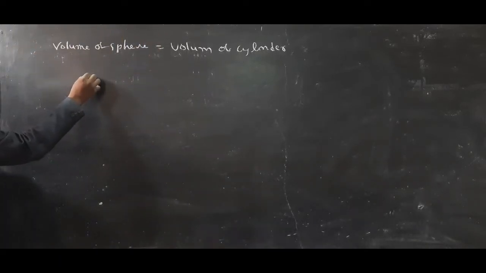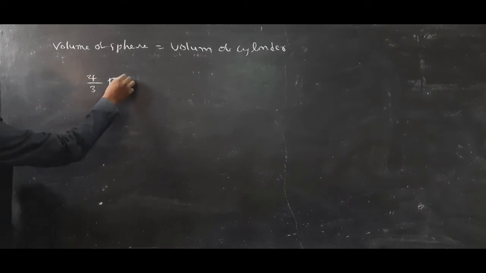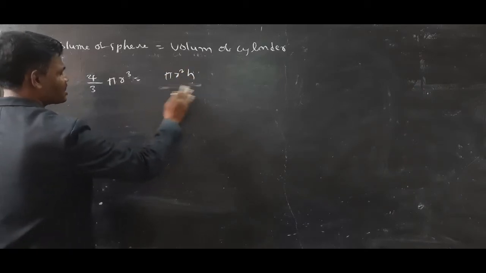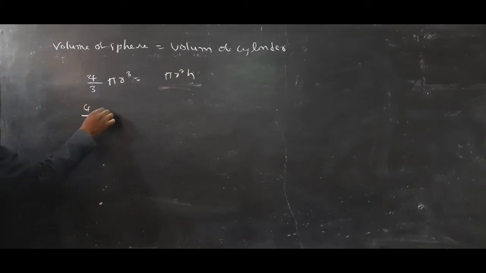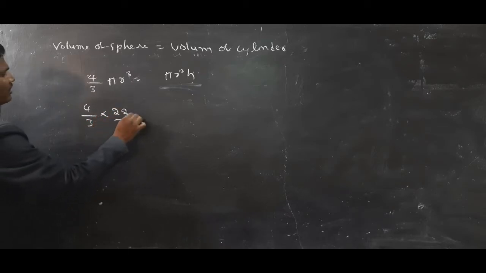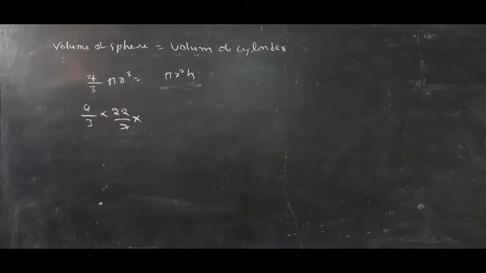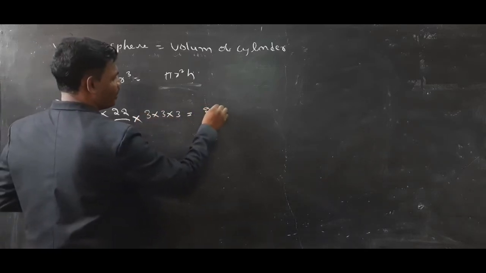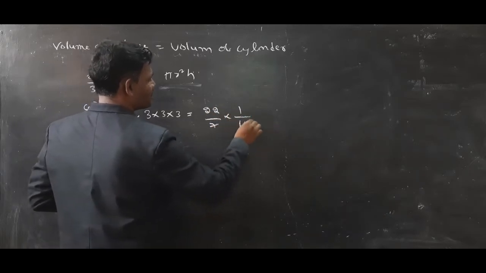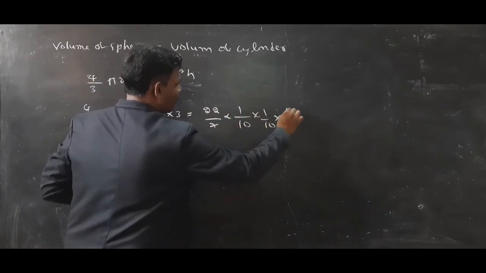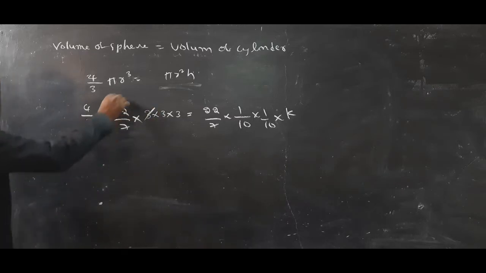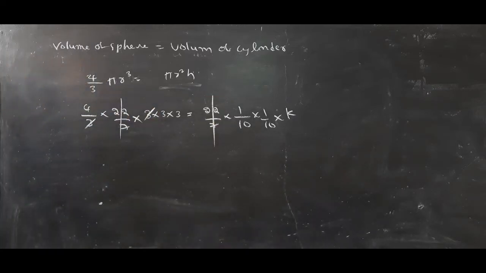What is the volume of the sphere? 4 by 3 pi r cube is equal to, what is the cylinder here? Pi r square h. So 4 by 3 into pi value 22 by 7 into radius of the sphere 3 centimeters, so 3 into 3 into 3, is equal to 22 by 7 into radius of the cylinder 1 by 10 into 1 by 10 into h, which is nothing but k. Here you have to find the value of k. In the calculations, see here 3 and 3 get cancelled. 22 by 7, 22 by 7 cancel.